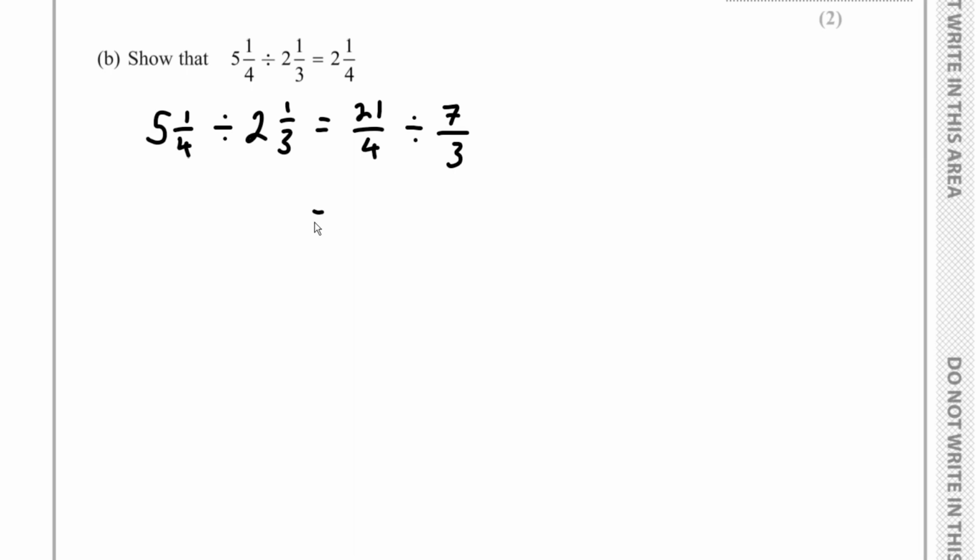So I've got 21 over 4 multiplied by 3 over 7. Now this 21 and this 7 cancel 3 times, so I've got 3 times by 3, which is 9, and then I've got 4 times by 1, which is 4. So I've got 9 over 4, which is 2 and 1/4.